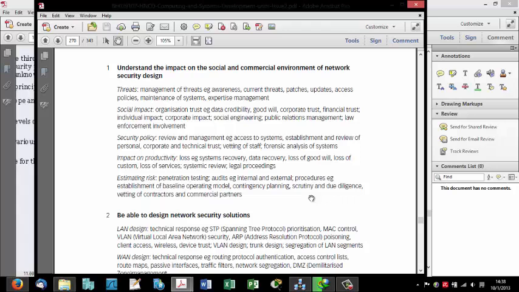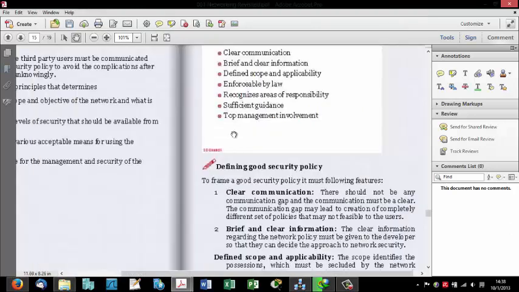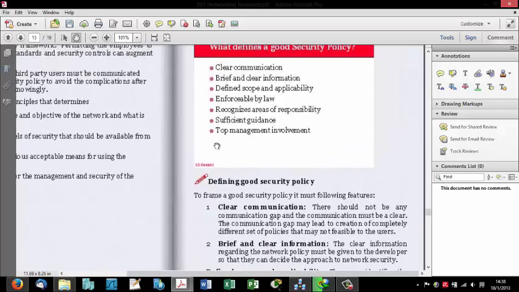Recognize areas of responsibility. Recognize areas of responsibility simply says who is responsible and can be recognized. You give a person responsibility and he should be recognizable among the others as well. You can't say that the security policy is handled by the guy who comes to you, or by the director, or by a technical guy who comes and wires things. It should be a recognizable area of responsibility. The person should know what his responsibility is.